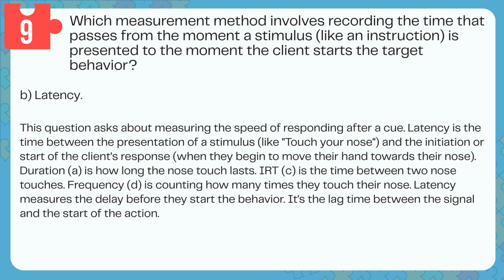Answer: B. Latency. This question asks about measuring the speed of responding after a cue. Latency is the time between the presentation of a stimulus, like touch your nose, and the initiation or start of the client's response, when they begin to move their hand towards their nose. Duration, A, is how long the nose touch lasts. IRT, C, is the time between two nose touches. Frequency, D, is counting how many times they touch their nose. Latency measures the delay before they start the behavior. It's the lag time between the signal and the start of the action.